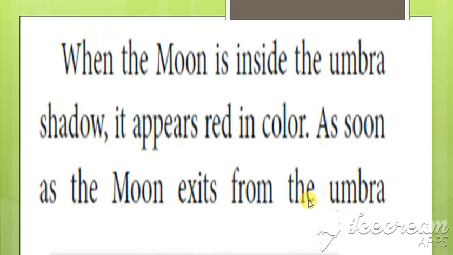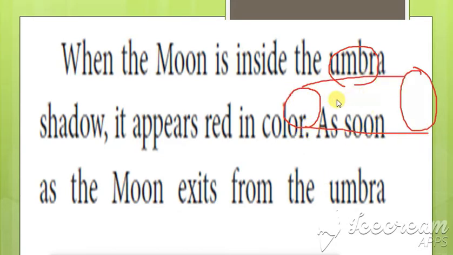When the moon is inside the umbra shadow, it appears red in color. What is meant by umbra shadow is, here if you have the sun, and the earth here, then this region fully gets shadow, because it is inside this. If the moon is inside this, there should be a shadow here, because sun rays completely fall over here, and so this is said to be the umbra shadow.